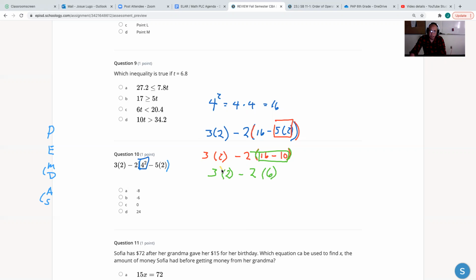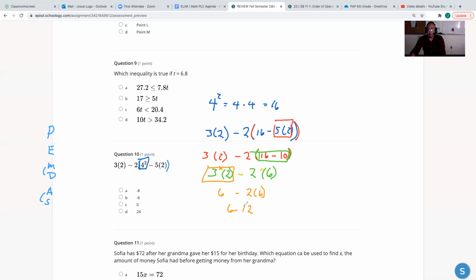Now notice this. I have multiplication, I have subtraction, and then I have multiplication. Ladies and gentlemen, in this case, multiplication always comes before subtraction. I'm just going to do the one that comes first. So 3 times 2. It's going to be 6 minus whatever 2 times 6 is. And 2 times 6 is 12. So I just have 6 minus 12.